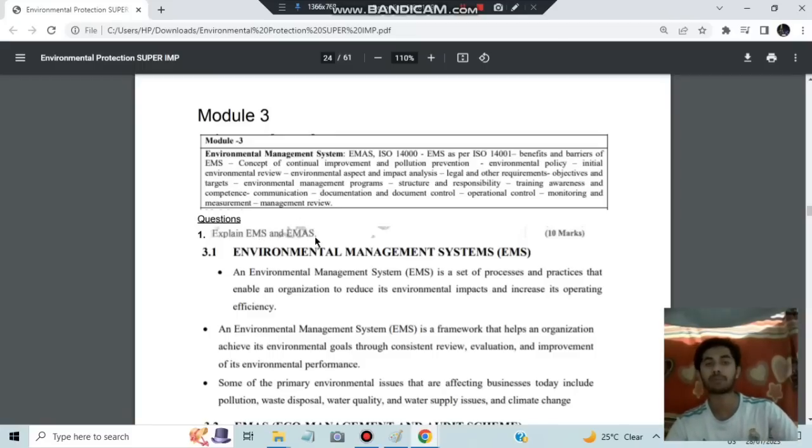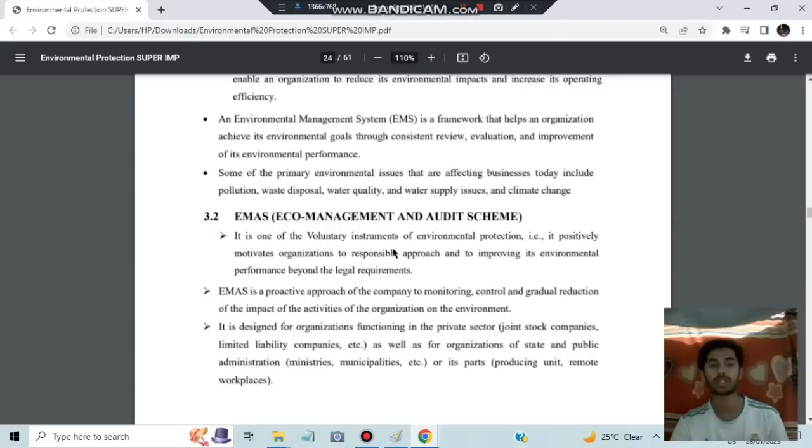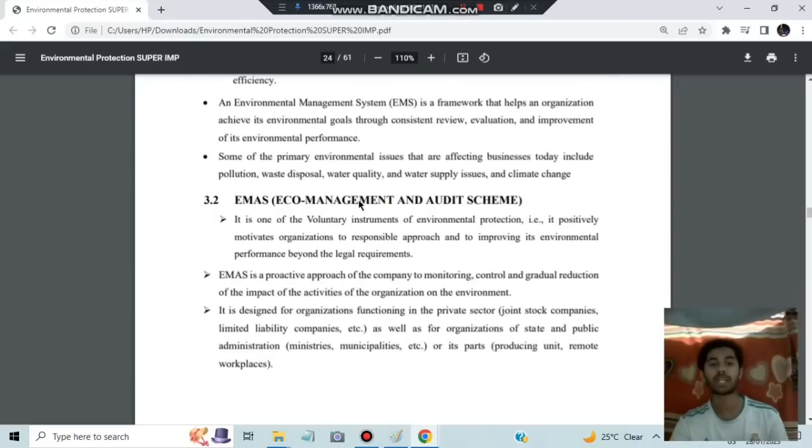Explain EMS and EMAS. EMS means environmental management system. The system to manage the environment is called an environmental management system. Further information is given here, go through it. And EMAS is the eco management and audit scheme. Eco management means you are managing the ecosystem, and audit means you're documenting it. It is a voluntary instrument for environmental protection that positively motivates organizations to take a responsible approach and improve their environmental performance beyond the legal requirements. What are the legal requirements? Beyond that, they are voluntarily making it better. That is called EMAS.